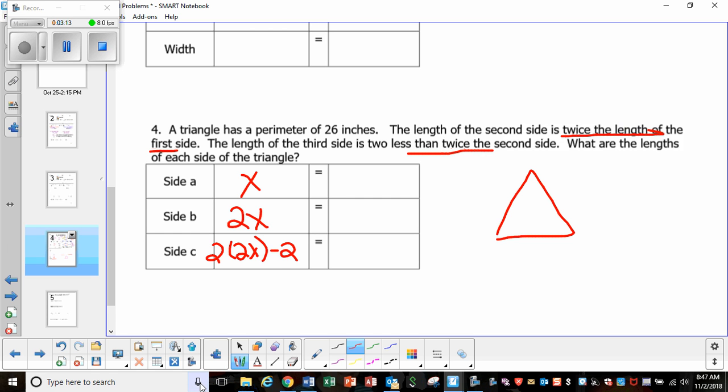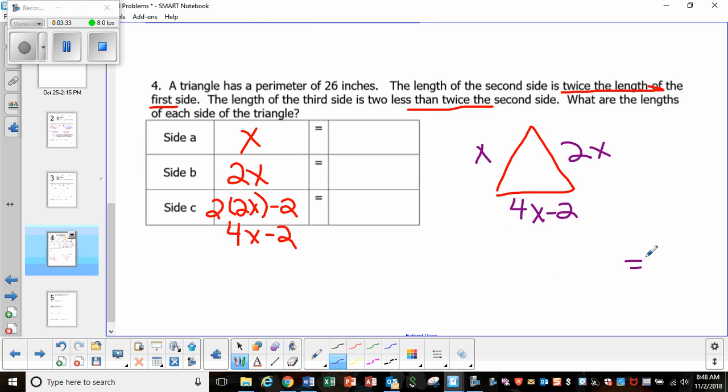So how does that simplify for the third side? How do I simplify that expression? JP? 4x minus 2. So we know that this guy's x, we know that this guy is 2x, and we know that this guy is 4x minus 2. We also know that the perimeter is 26. So let's see if this works.